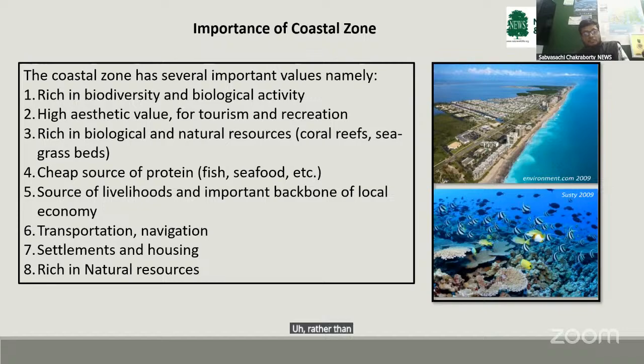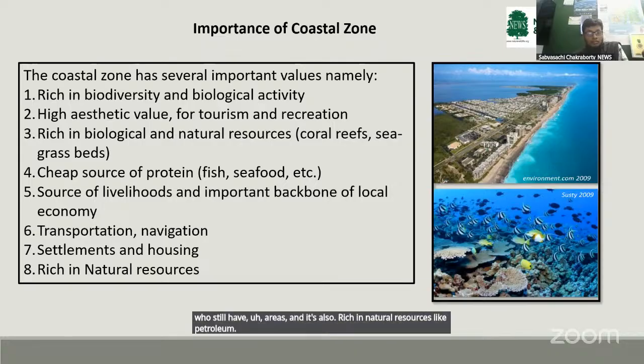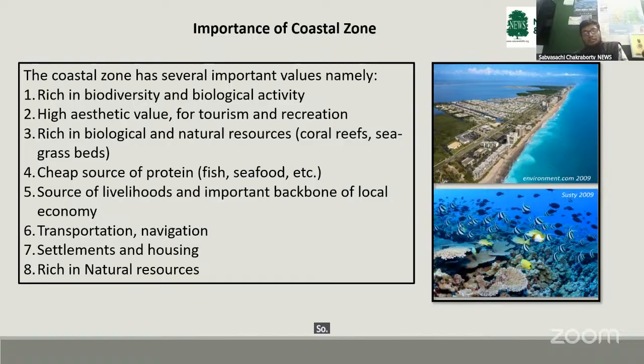Besides this, there is transportation and navigation of ships. Most of the settlements and housing are also within the coastal areas, and it is also rich in natural resources like petroleum. So the coastal zone is very important.